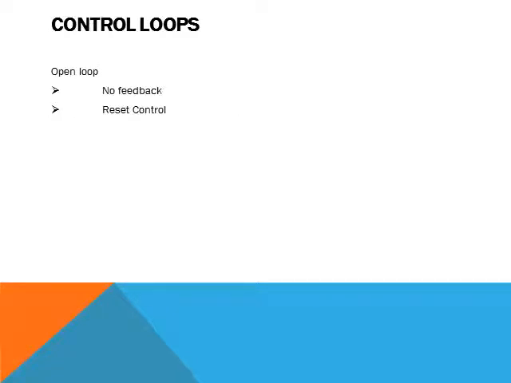Open loop. There is no feedback and is usually used in reset controls. That means if we have an outside air temperature sensor with a boiler system, we could bring the boiler system on at 60 degrees and we could have a reset schedule going down to, say, 30 degrees. We could have a boiler water temperature starting at 160 going to 200.